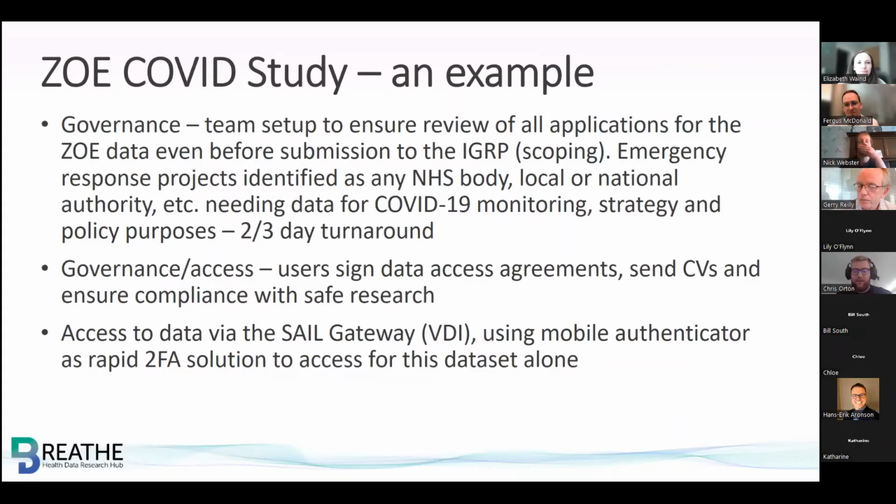The way that users had to access the data, again, they had to sign data access agreements, send us CVs to prove that they had the analytical capability to use the data, and ensure compliance with safe researchers such as the Digital Economy Act, as has already been mentioned. And access to the data in the SAIL Gateway, which is the remote environment for the research, was actually used by mobile authenticator in most cases because of the geographical disparity of the users. Normally this would be a YubiKey, a physical token, but we pivoted to mobile authenticator purely because posting things across the country would have been too slow a solution, and also because we were all working from home, it wasn't actually viable to do this at the first point in time.